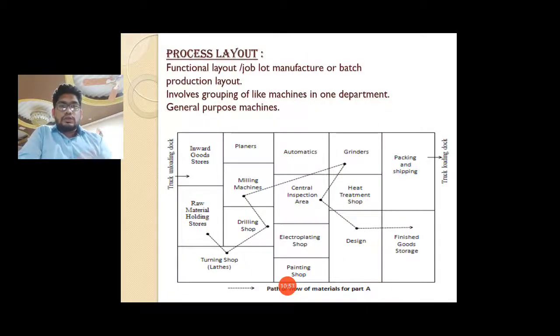What is process layout? Functional layout, or job lot manufacture, or batch production layout involves grouping of like machines in one department, general purpose machines. Now see, what they do here is they set up each and every machinery in different areas. Fine. And as per the need of the particular product, they will take that product from one place to another. Fine. And they will see that all the things come into one line after traveling from one place to another, and we get a finalized product. Okay.